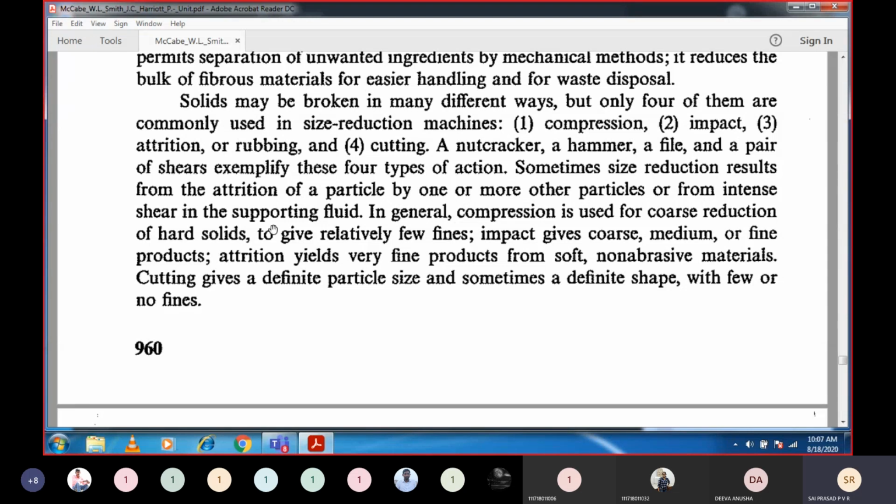Sometimes the size reduction results from attrition of a particle by one or more particles, or more intense shear in the supporting fluid. So this logic is very important. Sometimes, for example, I said nanoparticles. Imagine how we can create nanoparticles by mechanical operations. Is it possible really? Have you put this question to yourself? How is it possible to create nanoparticles?